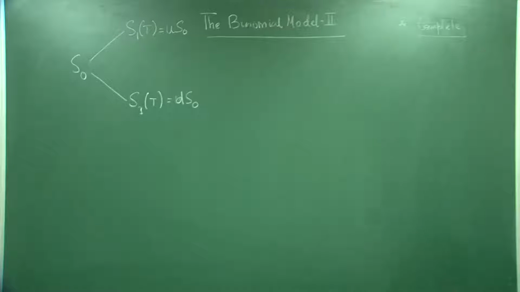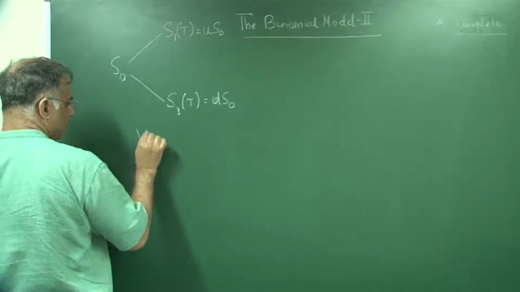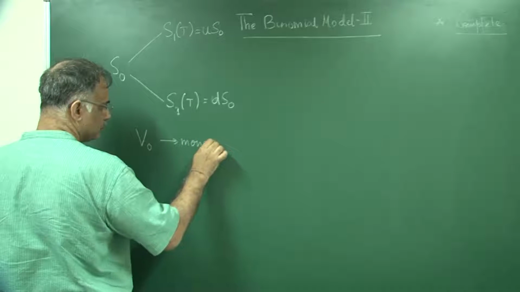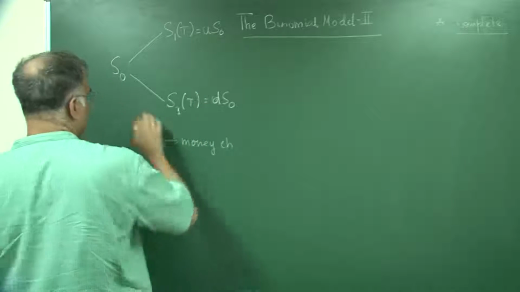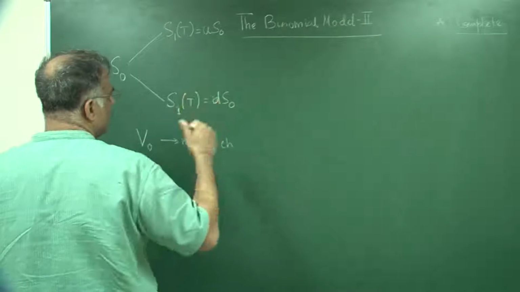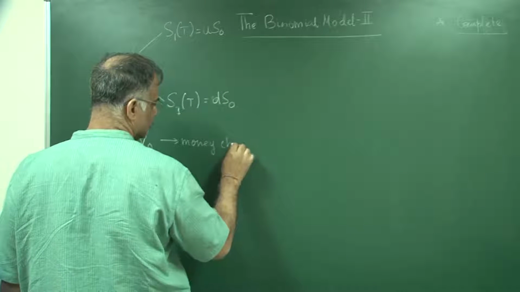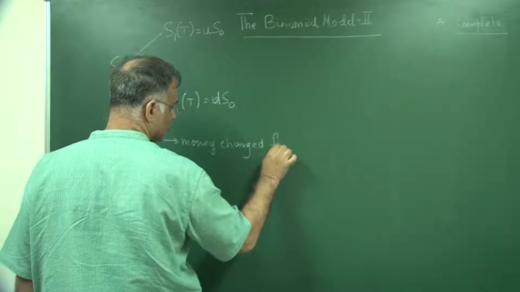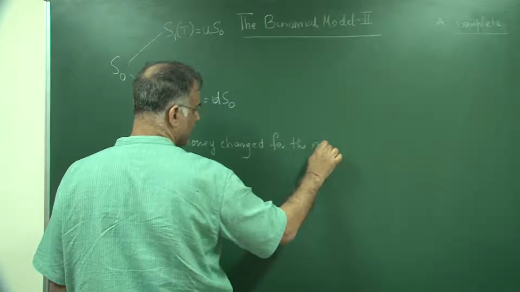So, suppose V0 is the money charged for the option. Well, we will have to find it in terms of the other data available. What is the data available? U, D, R and S0. So, let this be the money charged for the option.